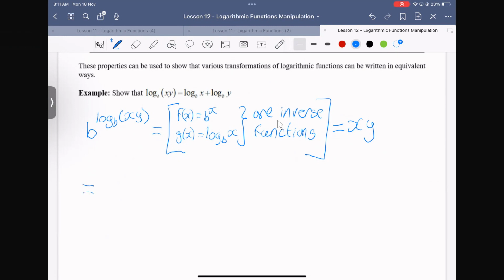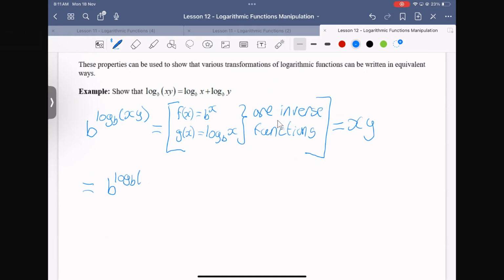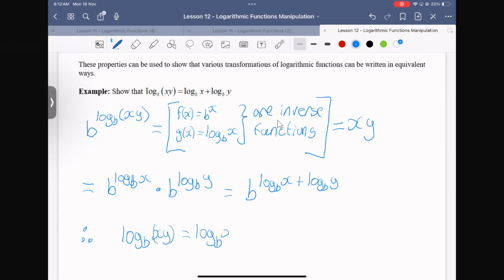Okay, so we can then apply that same inverse to both x and y. So x on its own is b to the log base b of x. y on its own is b to the log base b of y. Sorry, let me not have the brackets. So using the laws of indices, we get b to the log base b of x plus log base b of y. So this therefore implies that log b of xy must equal log b of x plus log b of y.